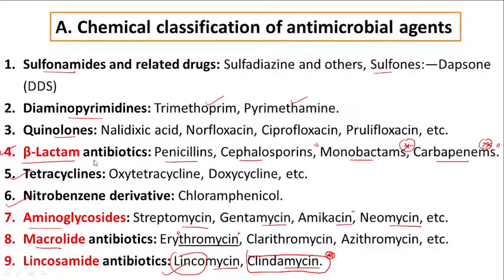So here we have the beta lactam. In beta lactam, these two are monobactam and carbapenem, right? Remember these two names. Aminoglycosides, most of the agents have the mycin: neomycin, kanamycin, gentamicin, and they are not given orally. They are all used either as topical agents or through the parenteral route only.